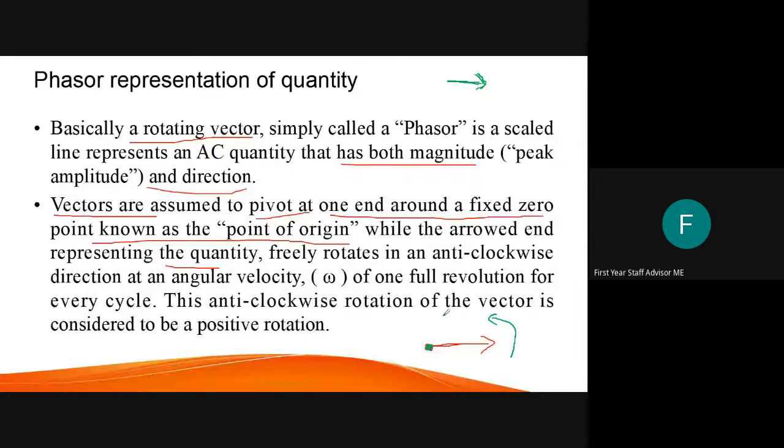So that is the basic explanation of phasor. Okay, so what is the positive rotation of a phasor? Rotation in anti-clockwise direction is known as positive rotation. If it is rotating in clockwise direction, it is the opposite, so it is negative rotation.